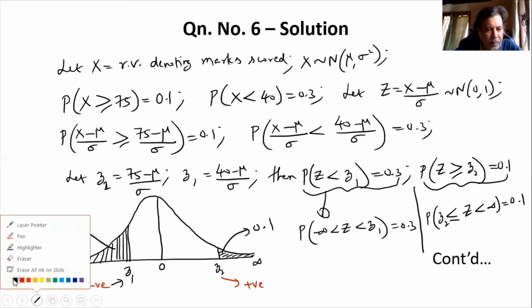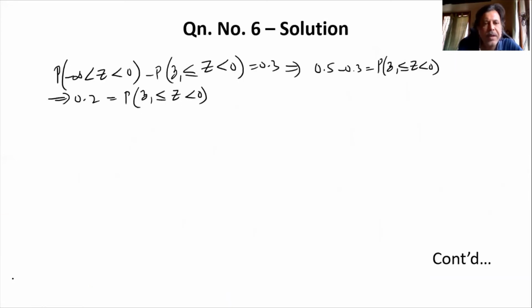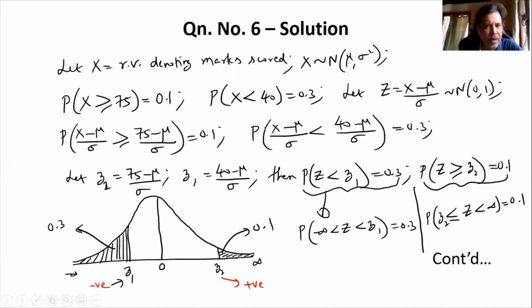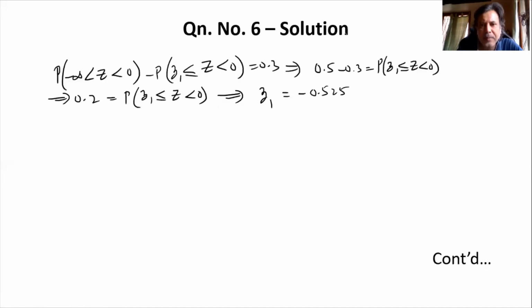So whatever z1 value we take from the table, I will have to represent it as a negative number. Now, if we refer to tables for probability 0.2, what is the z value? We know Z1 is negative, and from tables for 0.2, it is 0.525. So Z1 is negative 0.525. What is Z1? It is 40 minus mu by sigma.